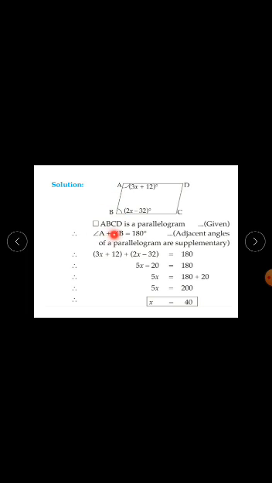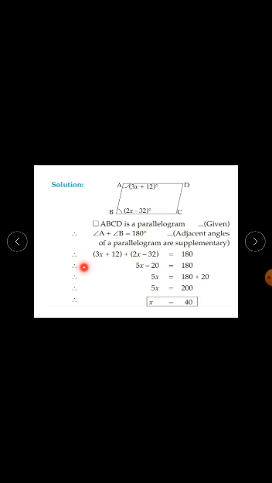So quadrilateral ABCD is a parallelogram. It is given. Therefore angle A plus angle B is equal to 180 degrees. Adjacent angles of a parallelogram are supplementary. But angle A is given 3x plus 12 degrees. So substitute here 3x plus 12 plus angle B, which is 2x minus 32 degrees, equal to 180 degrees.